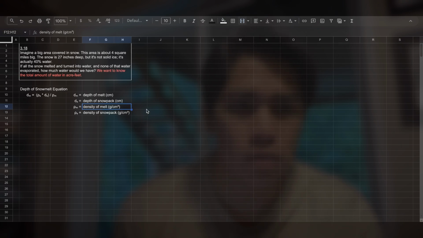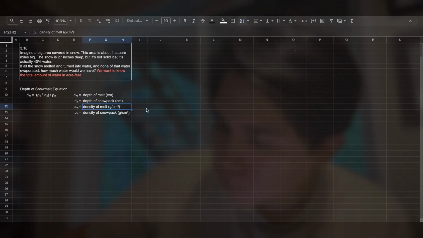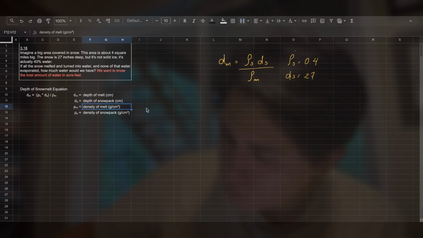So to solve for this, d sub m equals the density of the snowpack times the depth of the snowpack over the density of the melt. For the density of the snowpack, we're given that this is 40% or 0.4. The depth of the snowpack is 27 inches, and the density of the melt in this case is water, which is 1 gram per cubic centimeter, right?